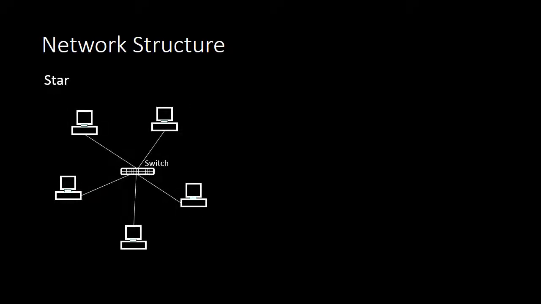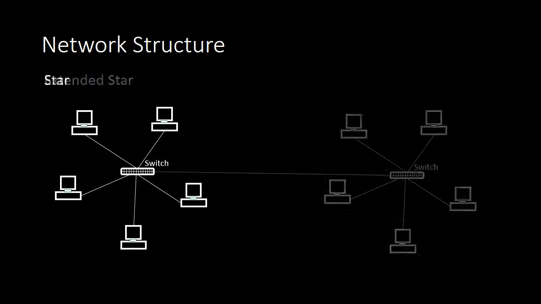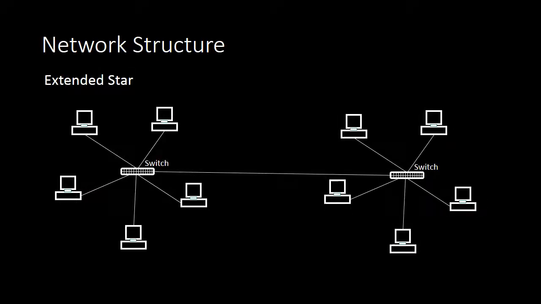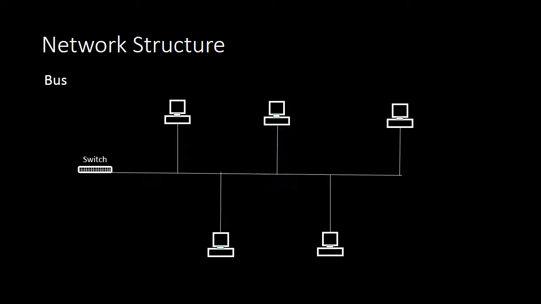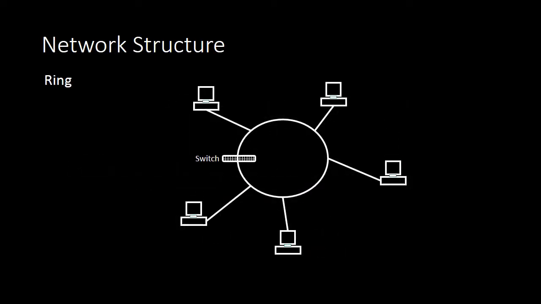LAN topologies refers to the shape of the network. Star-shaped is the most popular as it is easily scalable and easy to troubleshoot. Extended star is 2 stars with a bus in between. A bus has a chain of end users. A ring topology would typically include optical fiber in the network.